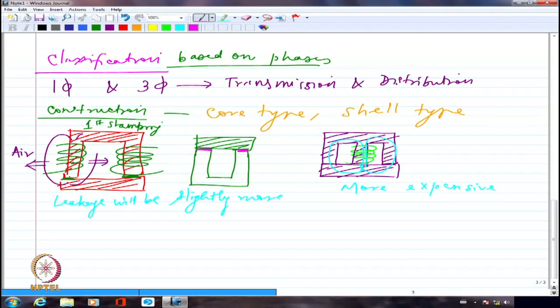The same thing I should be able to do here also. In one case on the top I can put the E, at the bottom I can put the straight line, and the second stamping will have the straight line at the top and E at the bottom.